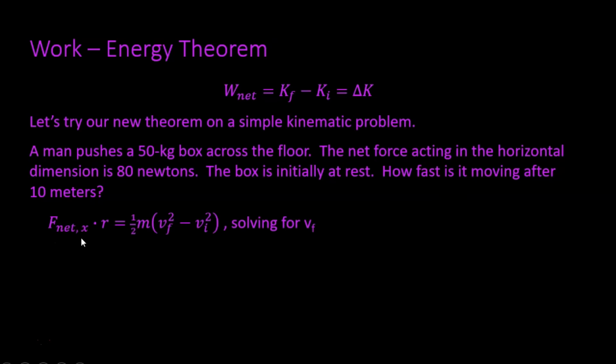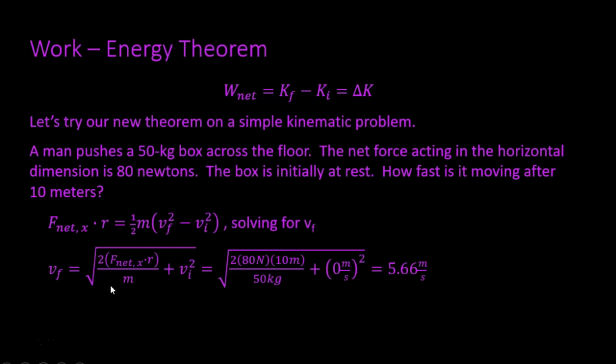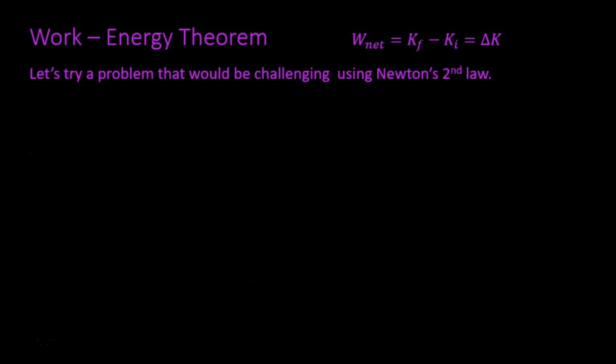We'll go ahead and set up our work-energy theorem, and we'll rearrange this to solve for the final velocity. Then we'll plug in our numbers, and we wind up with a final velocity after 10 meters of 5.66 meters per second. Now, this problem would have been very simple to solve using Newton's second law and the kinematic equations. But let's move on and look at a more difficult problem that would be challenging using Newton's second law.